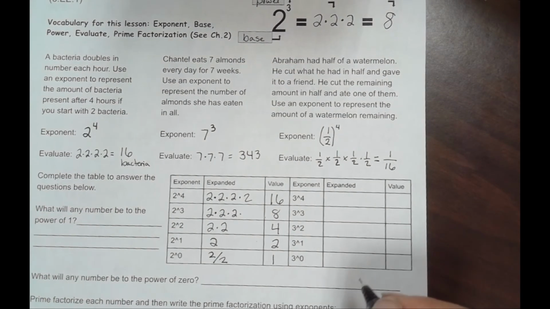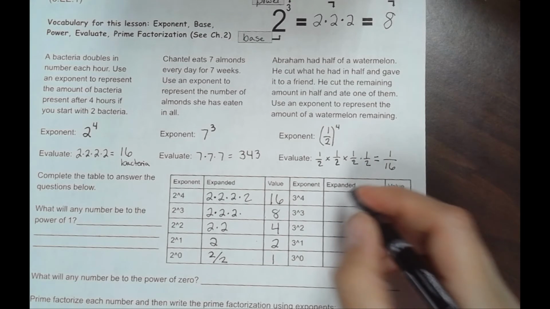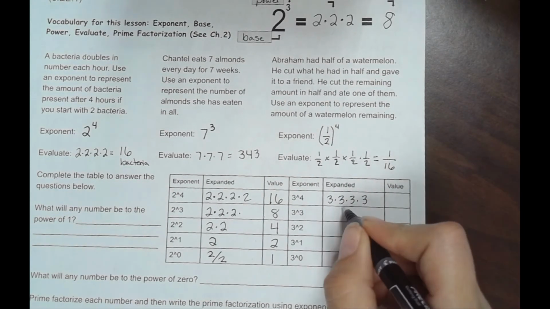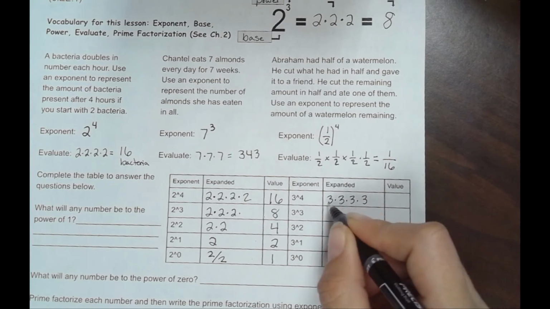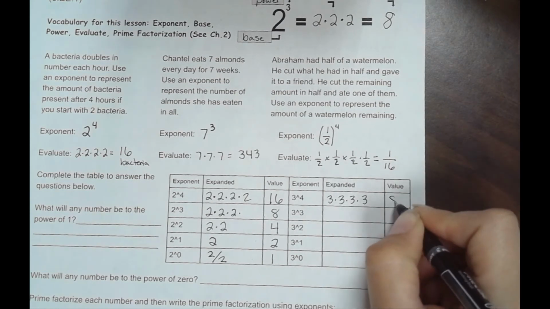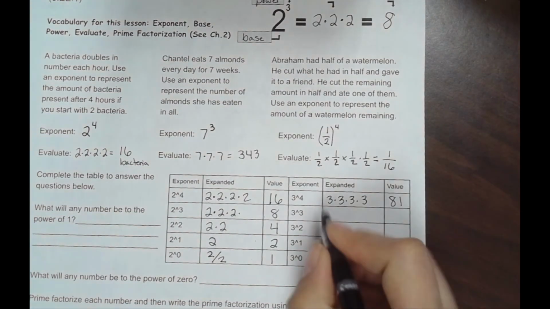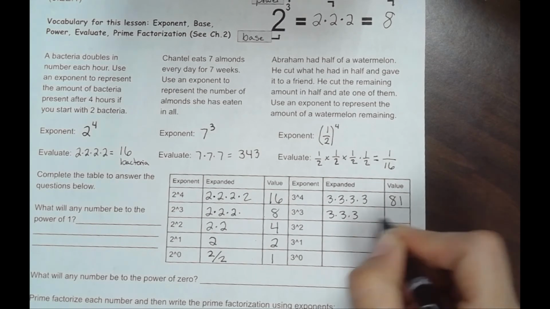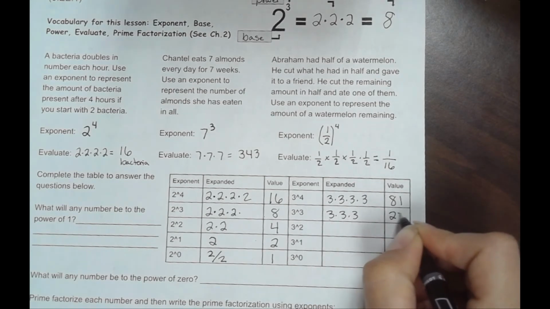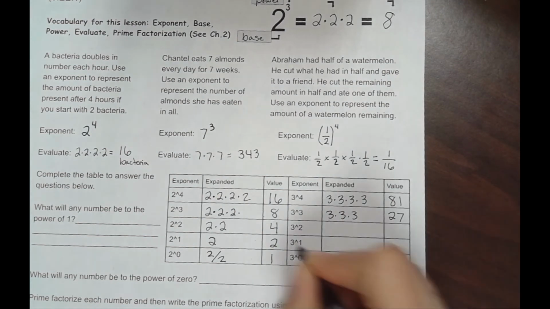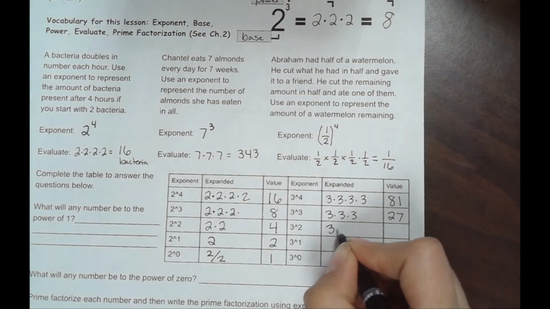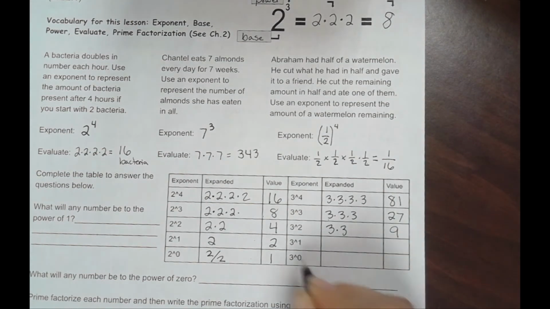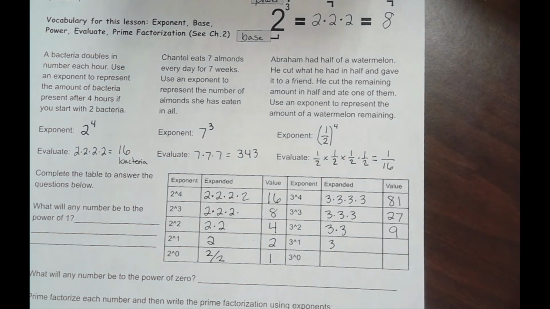Okay, let's see what happens with this one. 3 to the 4th power would be 3 times 3 times 3 times 3. 3 times 3 is 9. 3 times 3 is 9, so 9 times 9 is going to give me 81. 3 to the 3rd power means 3 times 3 times 3. That would give me 9 times 3 is 27. 3 to the 2nd power means 3 times 3. That would give me 9. 3 to the 1 power would be 3.